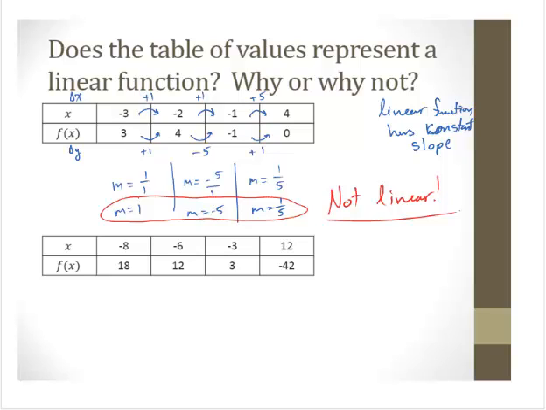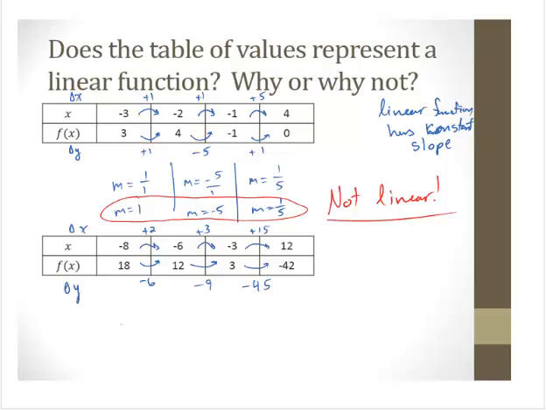Let's look at another example. New table of data. Let's again create a delta x and a delta y. Negative 8 to negative 6 is an increase of 2. Negative 6 to negative 3 is an increase of 3. Negative 3 to 12 is an increase of 15. 18 to 12 is a decrease of 6. 12 to 3 is a decrease of 9. 3 to negative 42 is a decrease of 45.